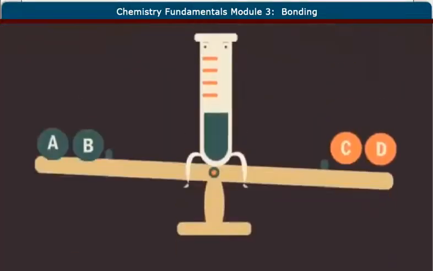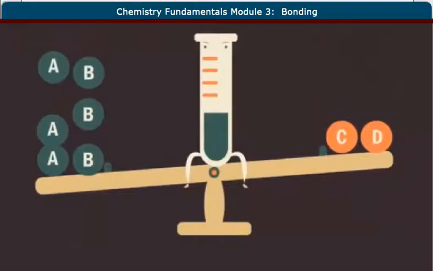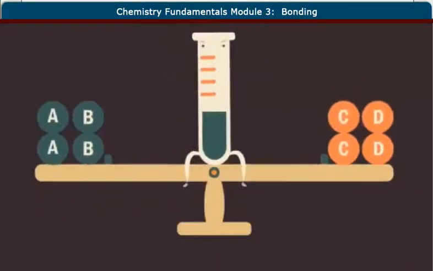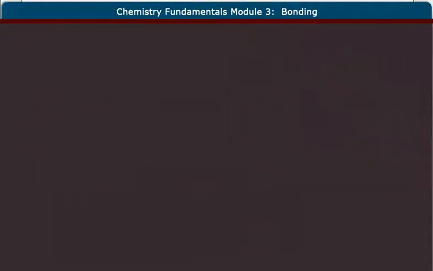If more reactant is added, A and B, to the left side, the test tube that was resting in the middle of the seesaw is now stressed to the left and wants to get back to the middle. So the test tube creates more product, C and D, thus shifting the system to the right until he's comfortably in the middle again. He's at equilibrium.